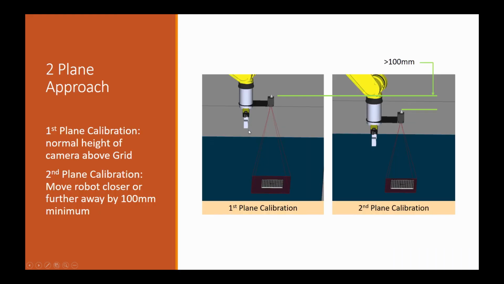In the two-plane approach, we're going to set up two different planes. The first plane is the camera's normal position as it's looking at the calibration grid. For the second plane, the camera is moved at least 100 millimeters either closer to the calibration grid, as shown in this example, or further away from the calibration grid, and it's moved along an axis that's perpendicular to the calibration grid. So let's look in RoboGuide and see how this would work.